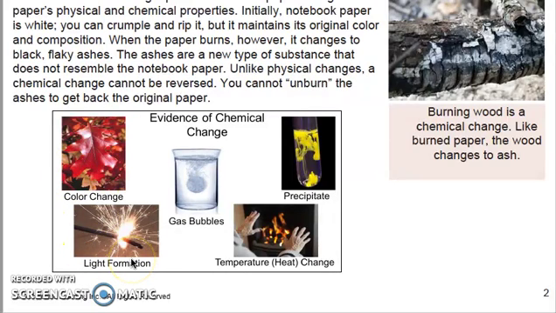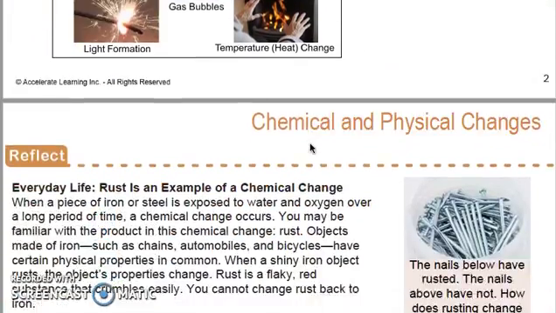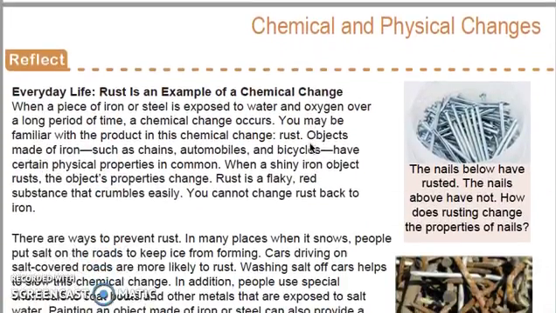Lighting a sparkler for the 4th of July or New Year's Eve creates a chemical change because it's letting off light. Gas bubbles can sometimes form, giving off heat or a temperature change, or forming a precipitate, which means forming kind of a powder. So here's some more. Page 3, chemical and physical changes.